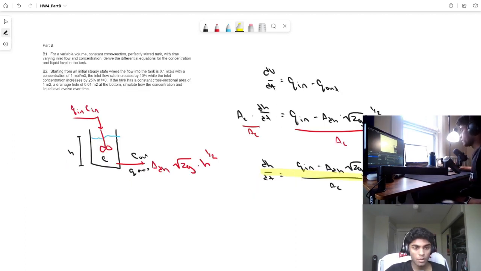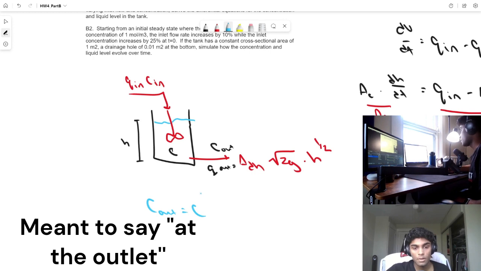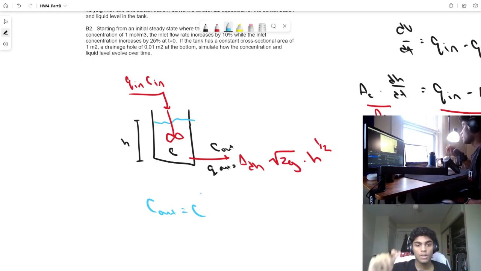Now we're going to be a bit more technical with the second differential equation, and what I mean by that is when we look at our tank system here, we notice a couple things. First off, it's a perfectly stirred tank. So whatever the concentration inside the tank is, that is going to be equal to the concentration leaving the tank. So that's the first thing that we know. Now we know that between the inlet concentration and the concentration in the tank, there's going to be some difference. There's going to be a change in that concentration because we're increasing that volume over time.